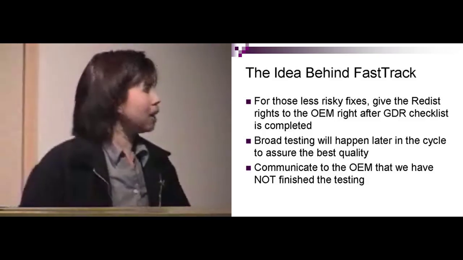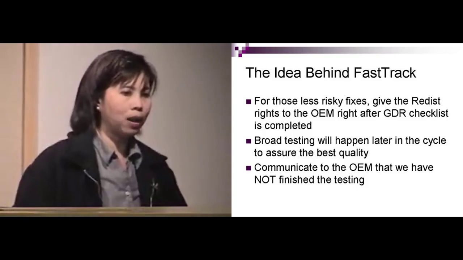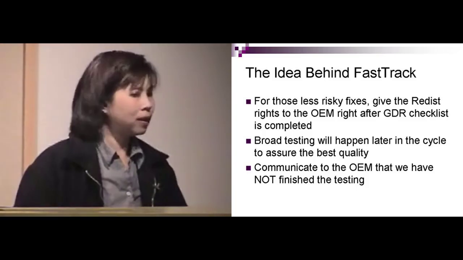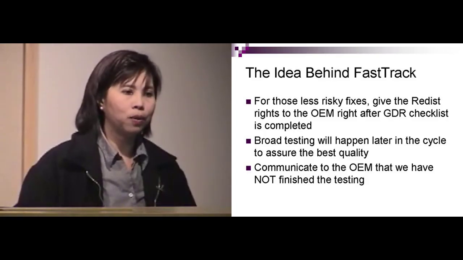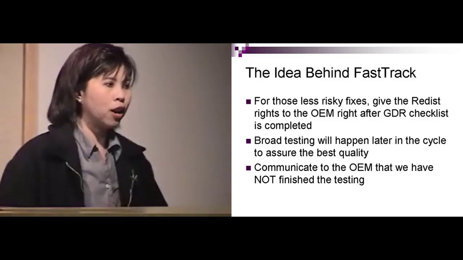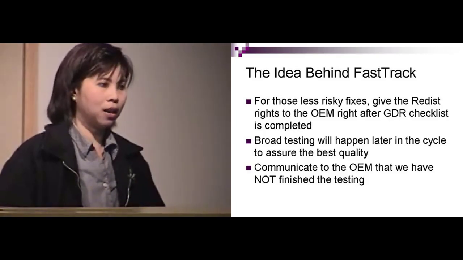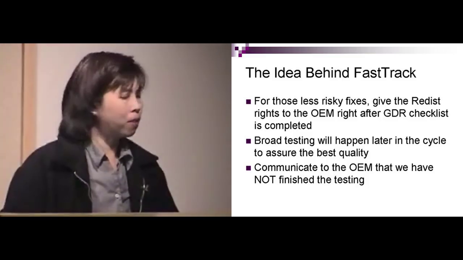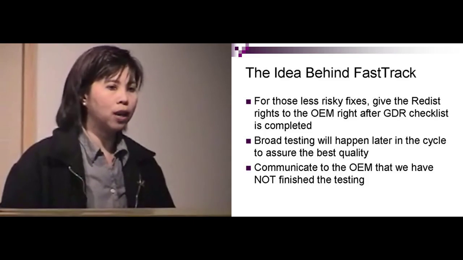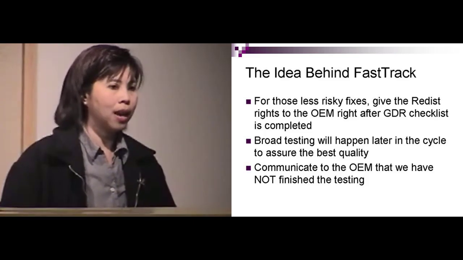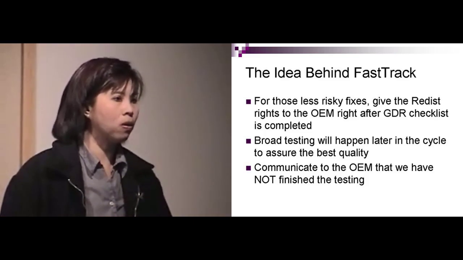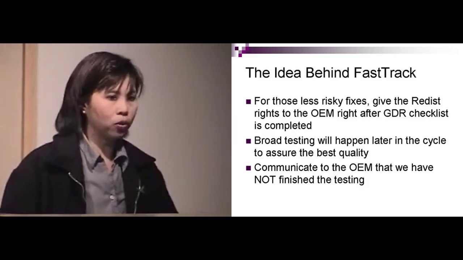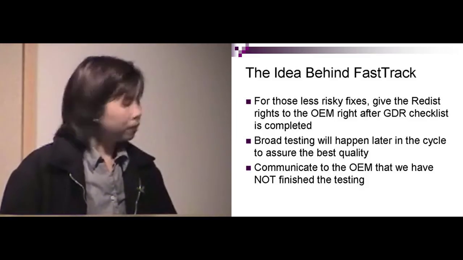The idea behind the fast-track Redist process is that for fixes that we deem less risky, we want to give the OEM the redistribution right immediately after the in-depth testing is done. We communicate to the OEM this fact and let them know that these fixes will need to go through the next broad test pass cycle, and therefore we may discover additional problems, just to give them that as a warning.